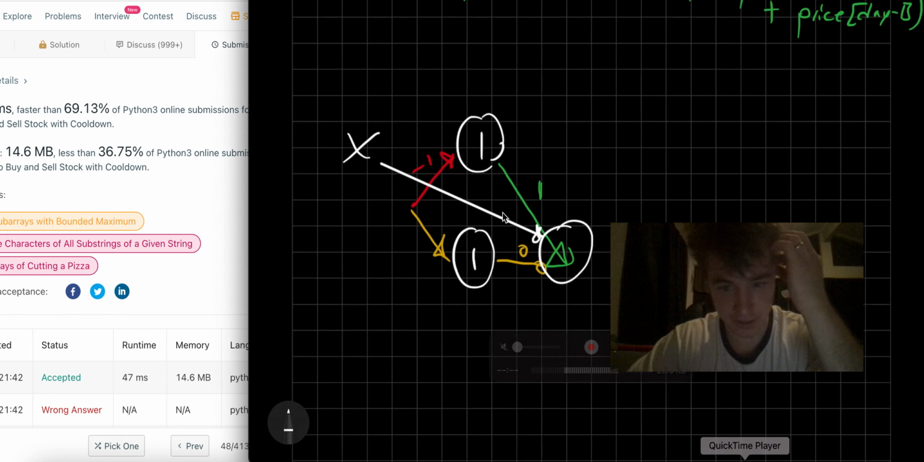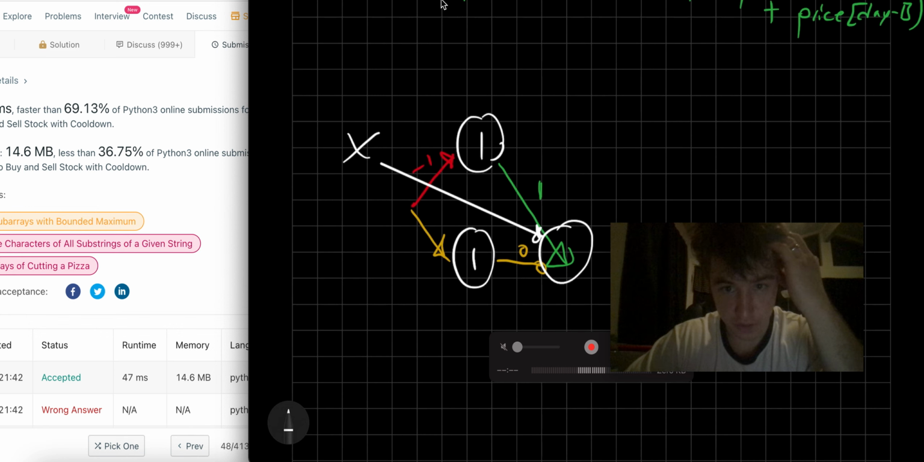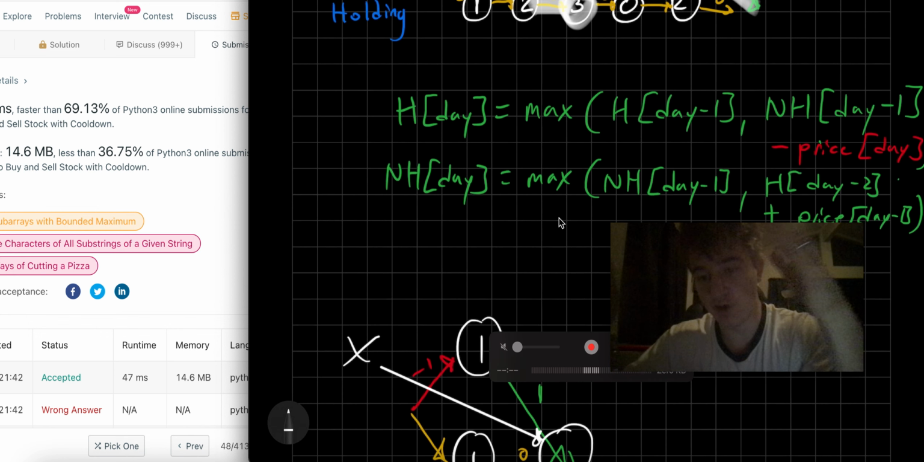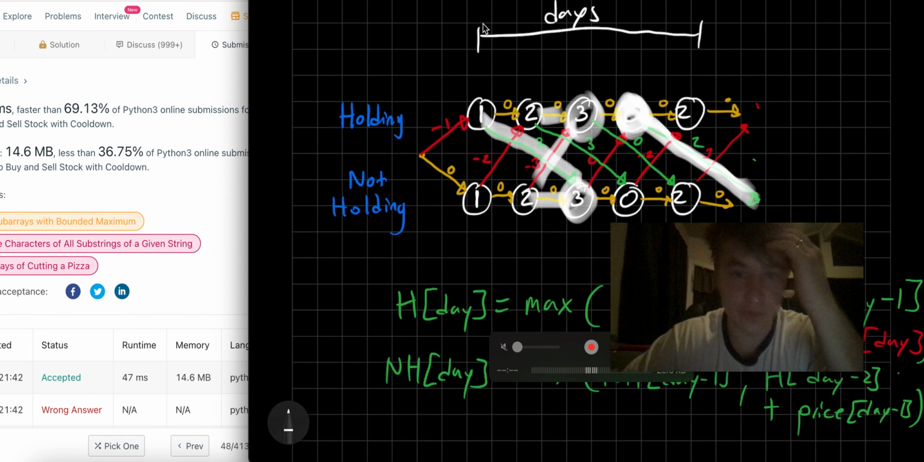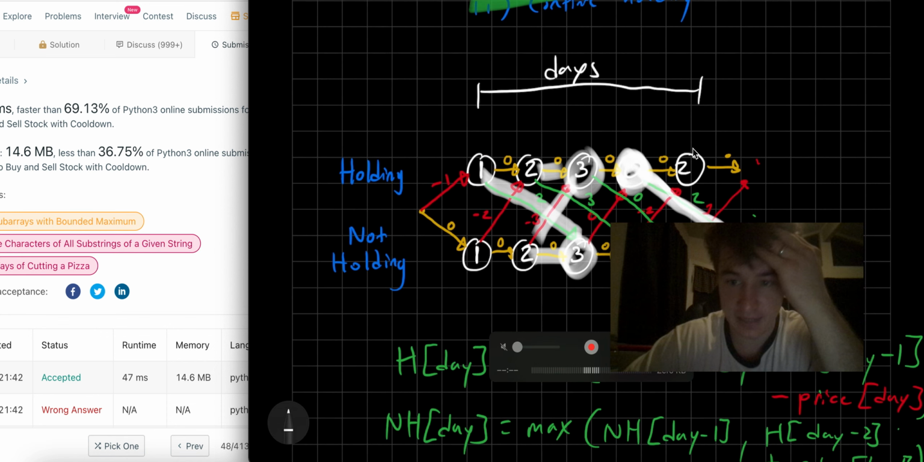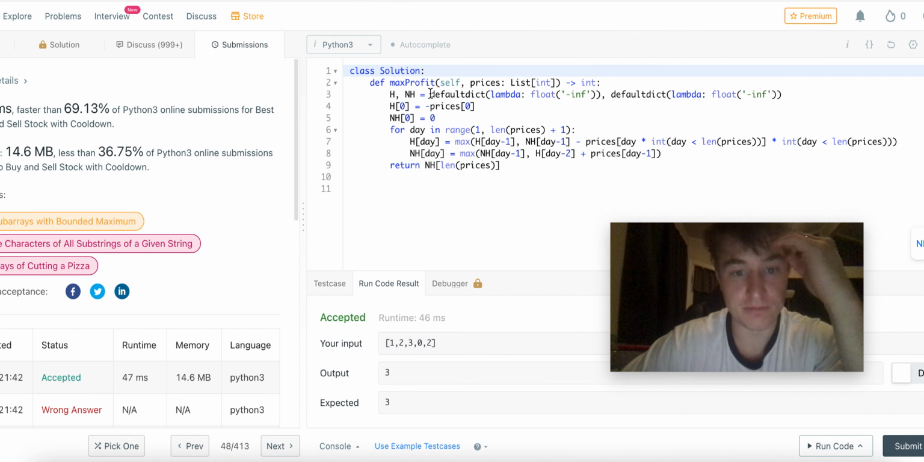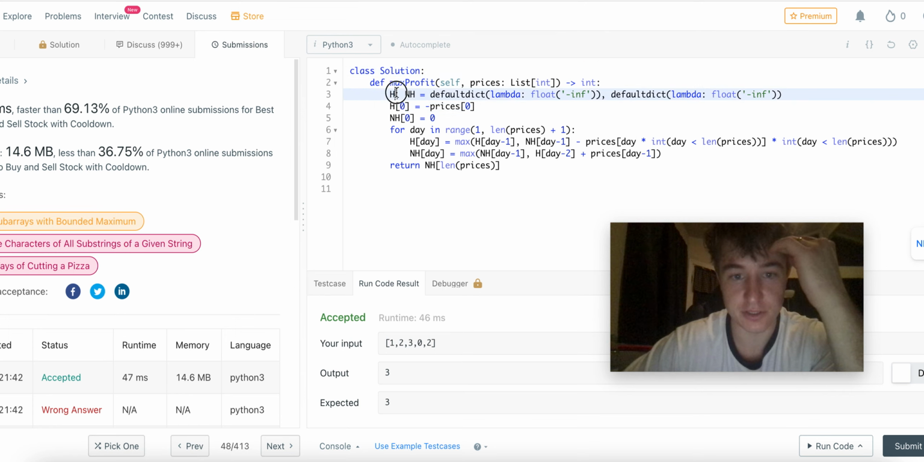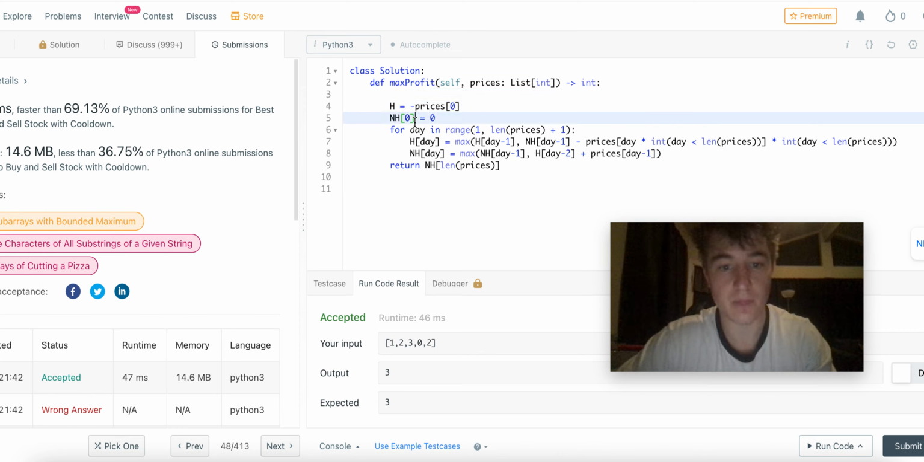But what you'll notice here is that everything's based off of previous days. So we don't actually need to keep track of the whole system, right? It's not like this information is important at this point. So I'm going to quickly turn this into a constant space algorithm by getting a little intelligent about how we're going to do this. So what I'll do is I'll just use holding and not holding and prev holding.